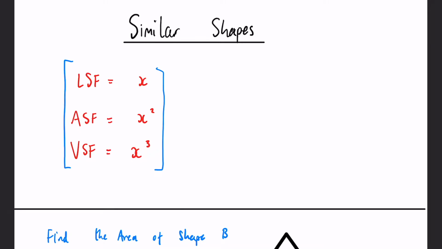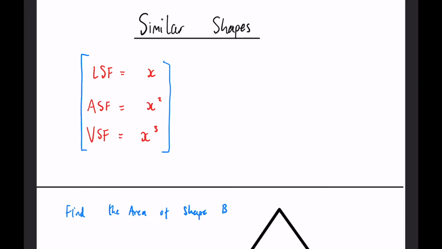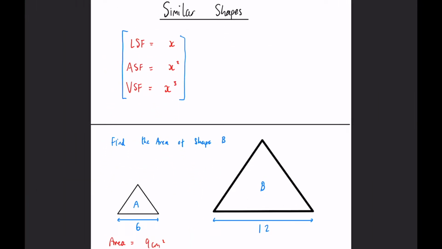In this video, we're going to be looking at similar shapes. The first thing you should know about similar shapes is that when we have a smaller shape and a bigger shape, they are the exact copy of each other. They've just been enlarged by a certain scale factor.